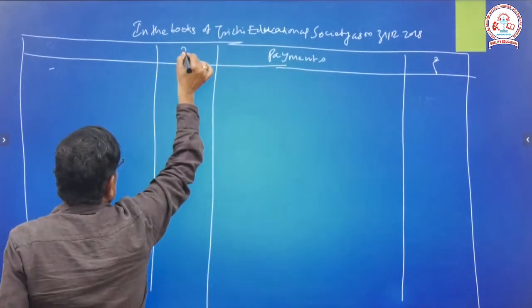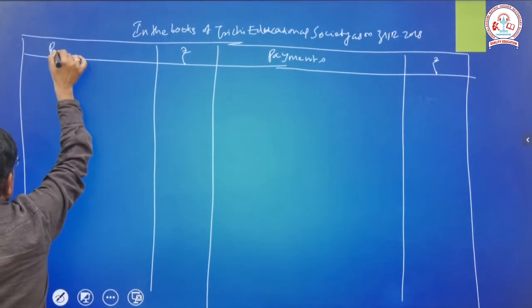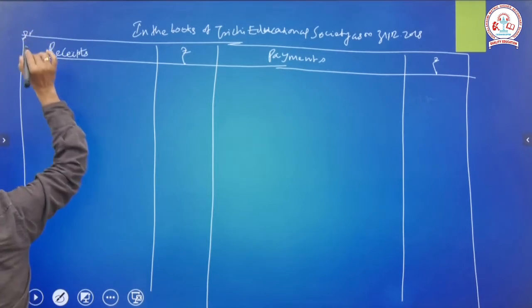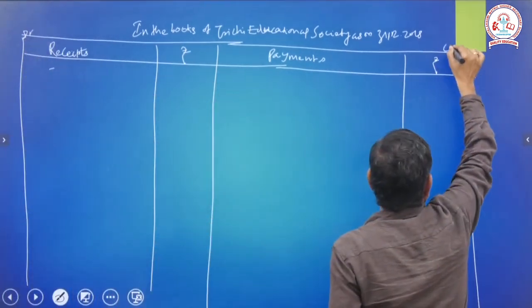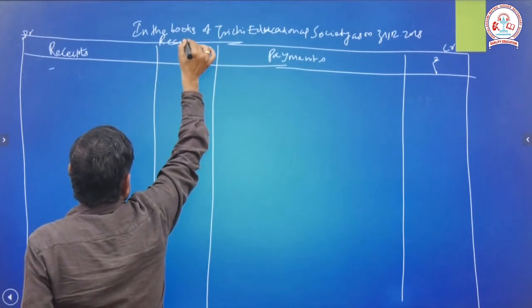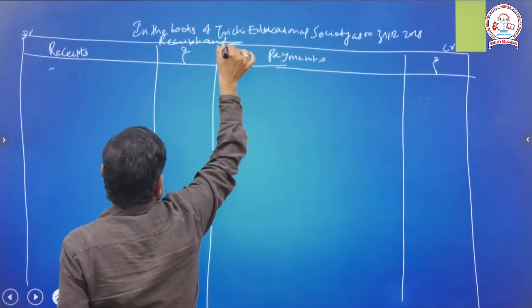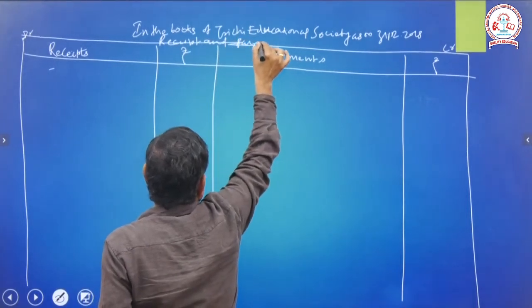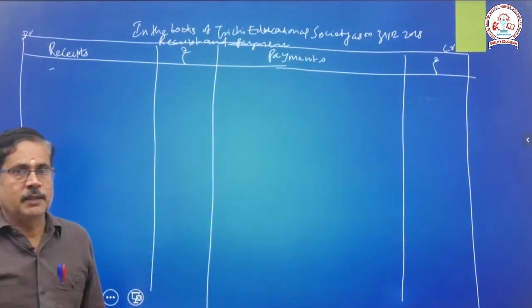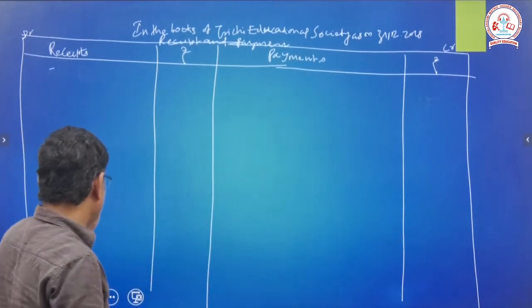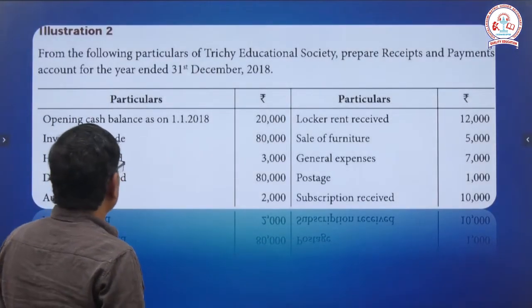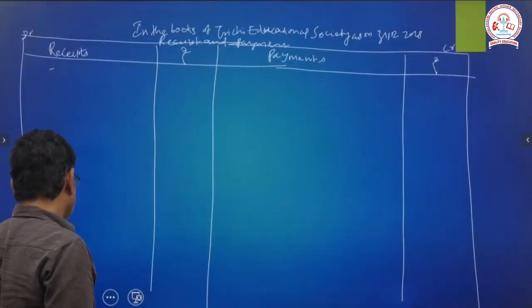Payments, receipts, debit, credit, the receipt and payment ledger. Now we will see the sum. See the value here, opening cash balance 20,000.